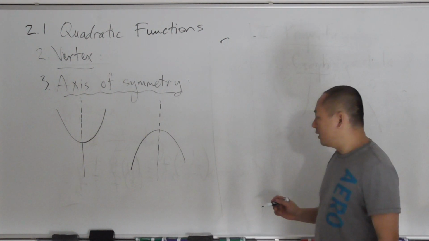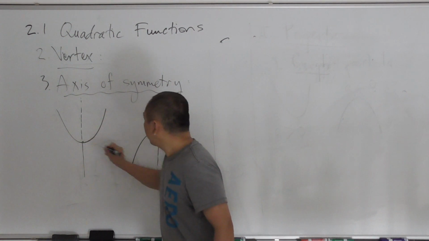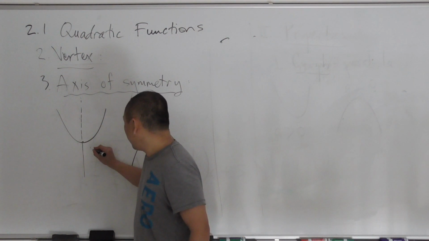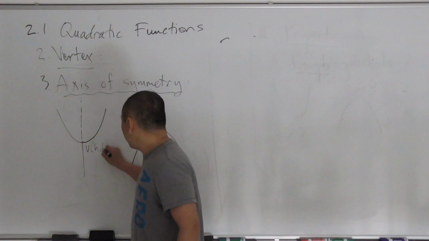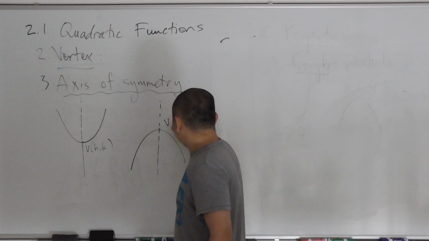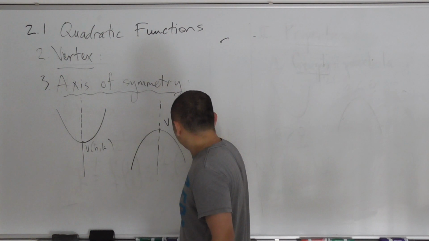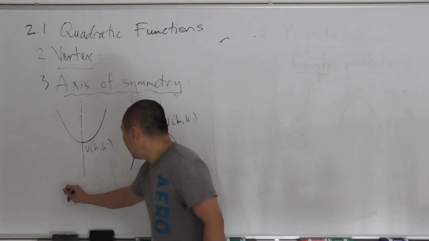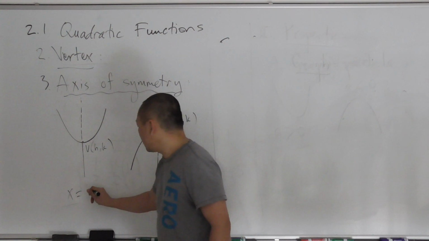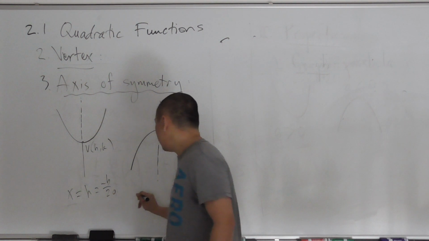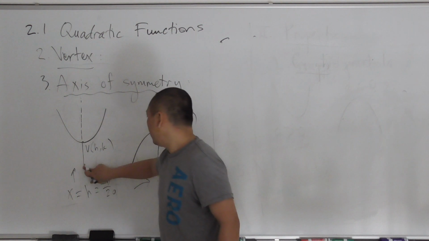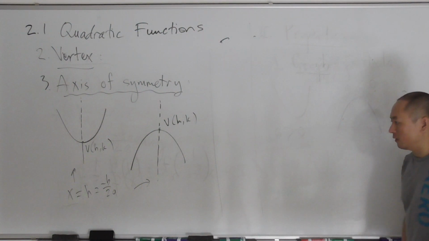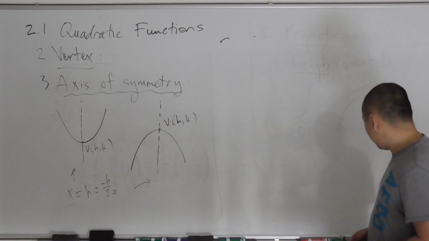This axis of symmetry is actually a vertical line that will always go through the vertex, okay? And the vertex, as you know already, has coordinates (h, k). Therefore, the equation for that vertical line is going to be x equal to a constant, and this particular constant is going to be h, which is negative b over 2a. And this applies to both cases, either upward or downward. The parabola doesn't matter, it's going to have the same equation for the axis of symmetry. And this is the third property.